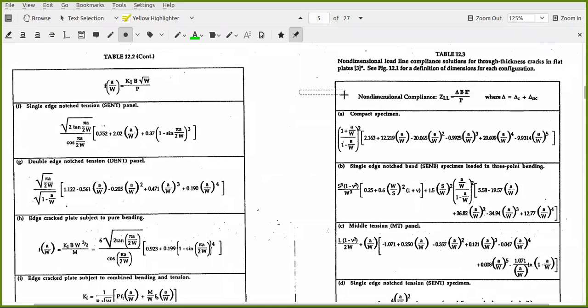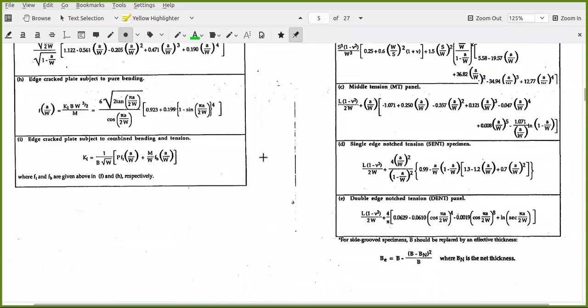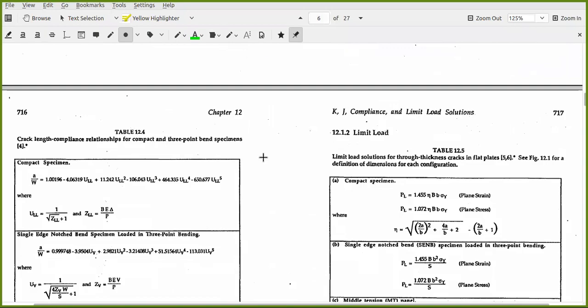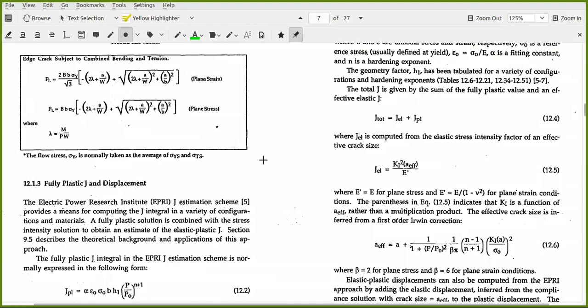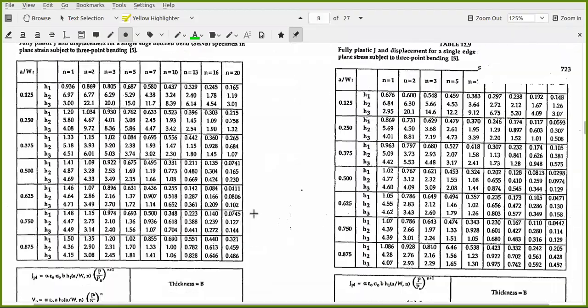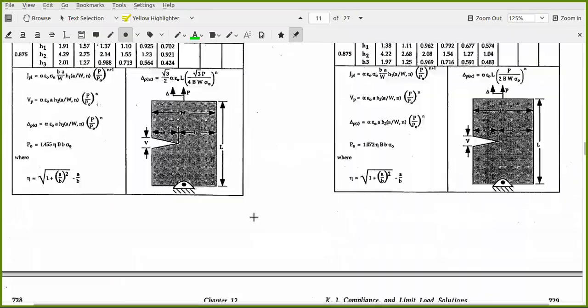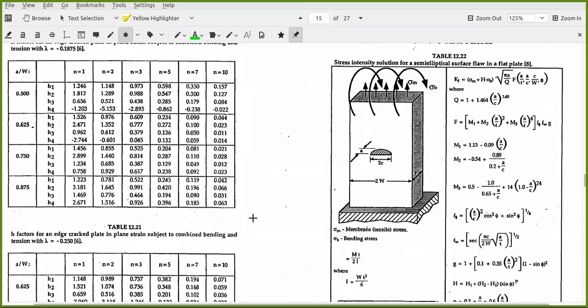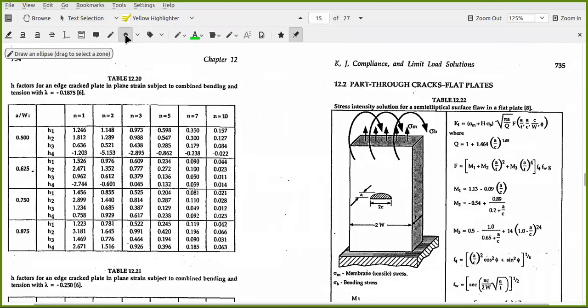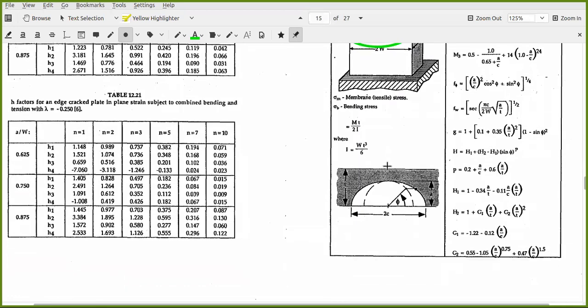We will later talk about compliance of the specimens. Crack length has an effect on compliance. Plasticity analysis in later chapters and the final part. Next week, I'll be talking about three-dimensional analysis in fracture mechanics, or results obtained through three-dimensional analysis. They are related to semi-elliptical cracks.